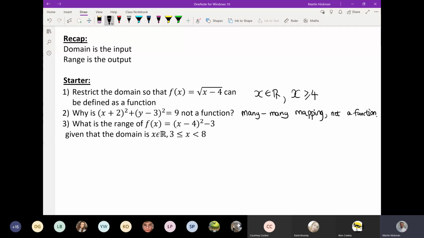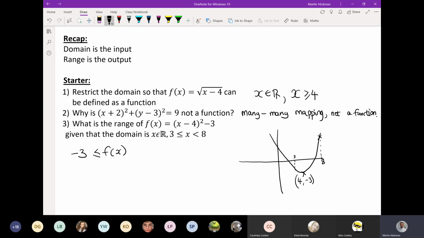And then finally, for 3, we might just want to draw a sketch. So this is already in complete square form for us. So we could just do a little sketch like this. And we've got our turning point there at 4, -3. Now my domain is restricted between 3 and 8. So 3 might be somewhere about here, and then 8 somewhere up here. Okay, so we can see that 4, -3, that's going to be the smallest value. So the lowest value there is going to be -3. So that's at the bottom of my range.